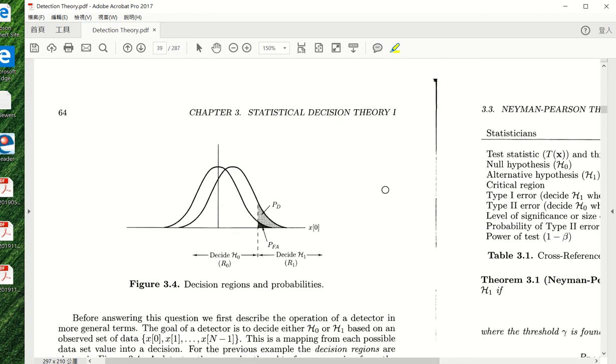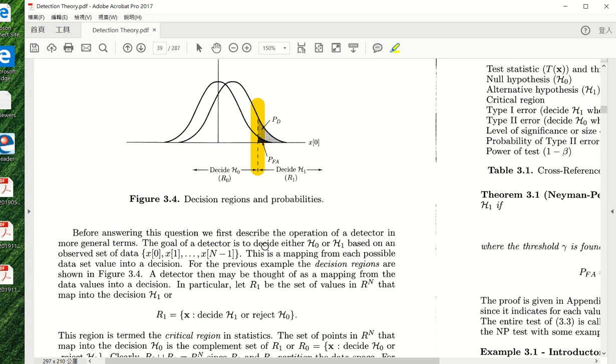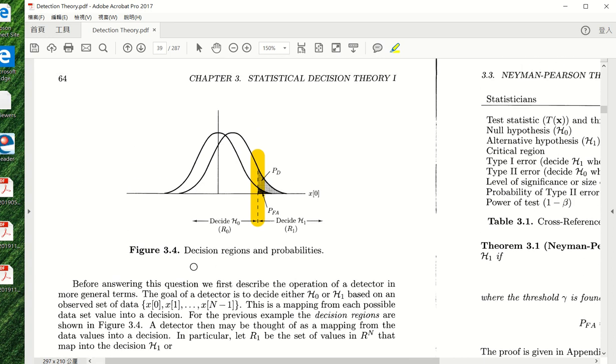Okay, let's come back to here. Decision region and probabilities. When you make a threshold, then you have PFA, you have PD, because you are making a guess. When something is larger than the threshold, then you say that this is good. This is the PD that you like. So up to this point, we have obtained a couple of things. The first thing is PFA is done, PD is done.